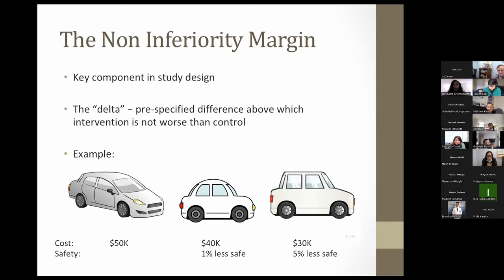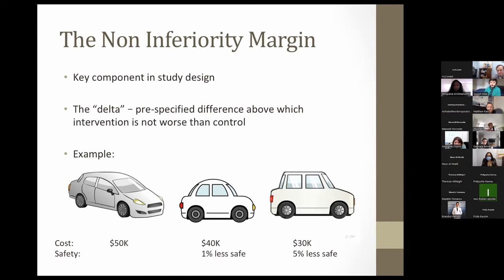So somebody like me that's risk averse, I'm going to be like, anything more than 0.05% less safe is unacceptable to me. So that's where I'm drawing the line. That's my risk margin. So that is really my non-inferiority margin. I'm going to be like, 1% less safe, that's way too much for me. Anything greater than 0.05, I can't do. So I'm going to pay the $50,000 and take the gold standard car.